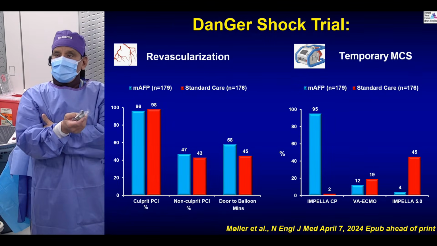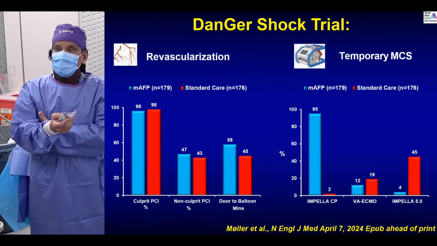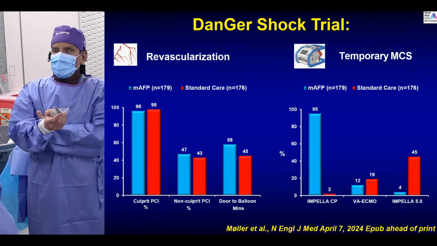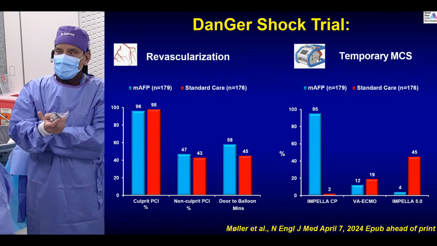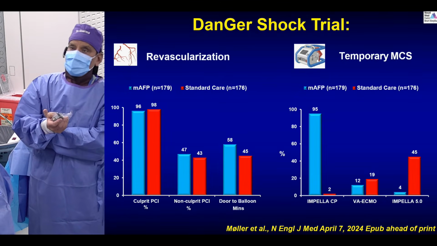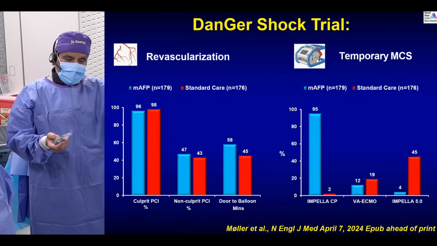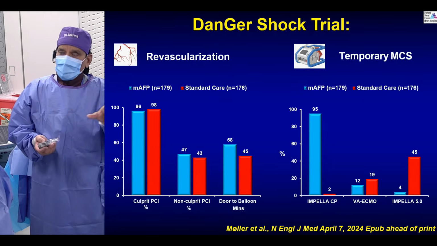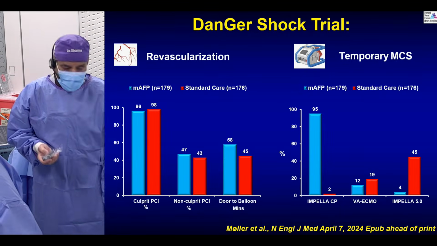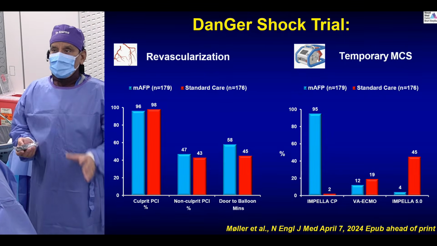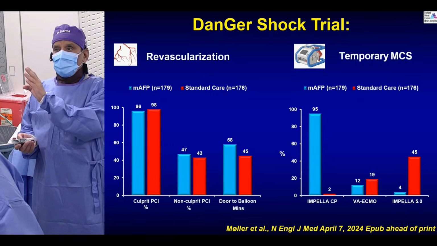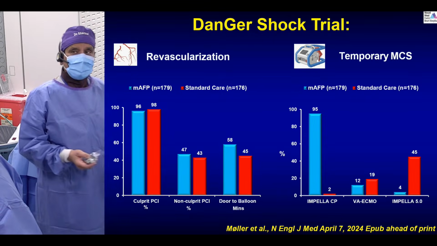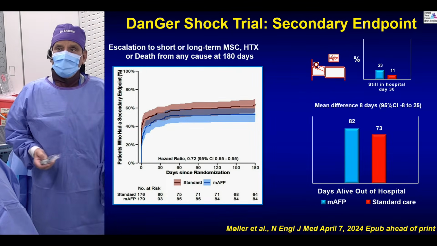But you can see clearly that only 2% in the standard care group got the Impella, but VA ECMO and Impella 5.0 was much higher in the standard care group. So yes, in the standard care, they allow the Impella 5.5, which is the surgical cut down. So overall, you can see 19 plus 45, 64% escalation required in the standard care compared to 16% required in the Impella group. Very important.